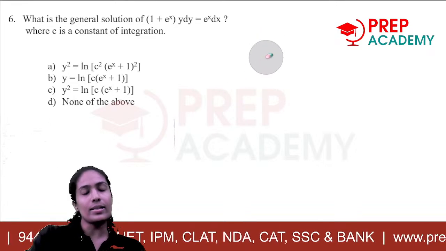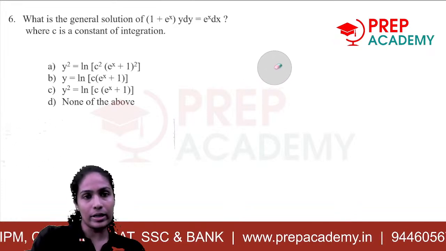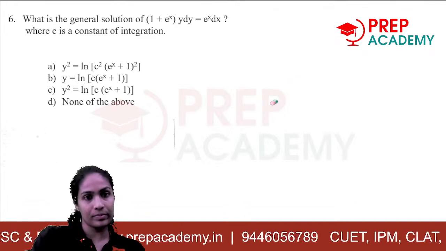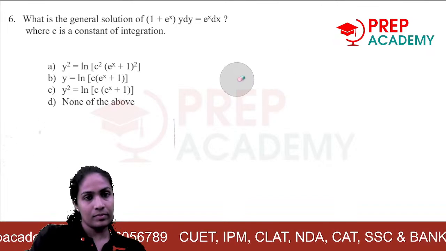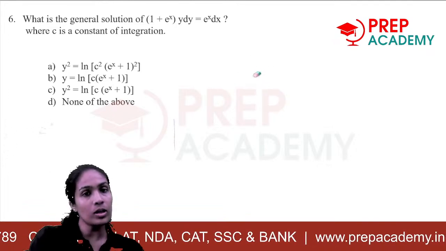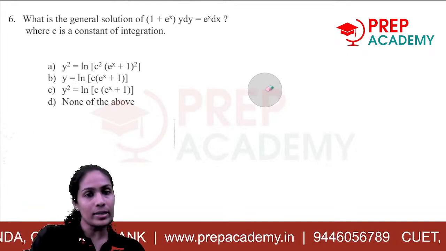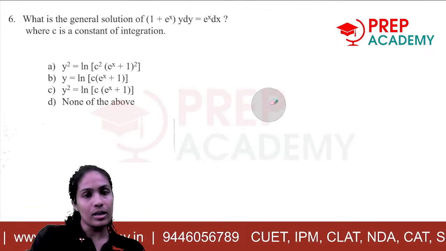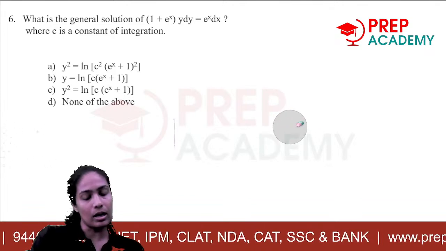Next, what is the general solution of (1 plus e raised to x) y dy is equal to e raised to x dx, where c is the constant of integration? Option A is y square is equal to ln of c square into (e raised to x plus 1) the whole square, where ln denotes natural logarithm. Option B, y is equal to ln of c into (e raised to x plus 1). Option C, y square is equal to ln of c into (e raised to x plus 1). And option D, none of the above.